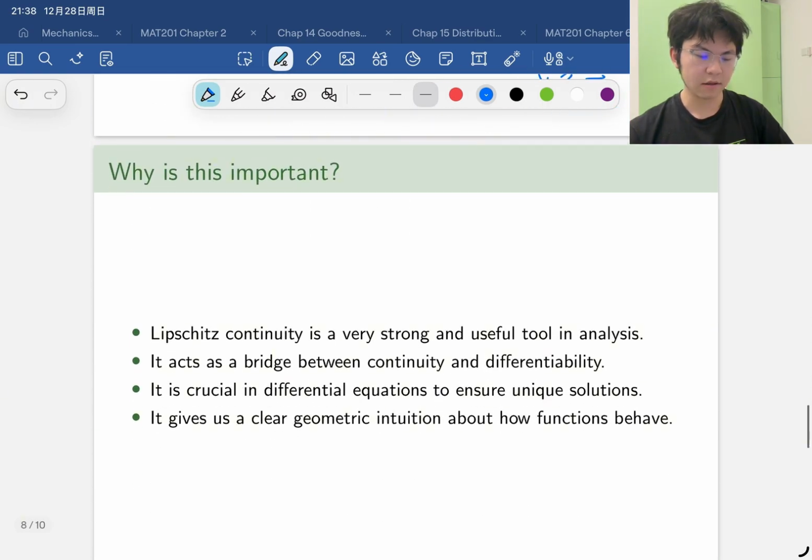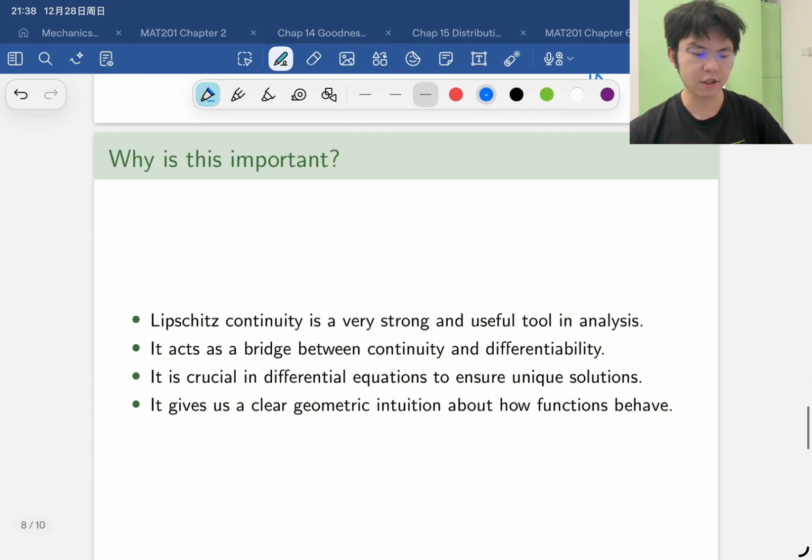Okay, that's all for today's share. Why is this important? To summarize, Lipschitz continuity is a strong form of continuity. It acts as a bridge between simple continuity and differentiability. By bounding the stretch or speed of a function, it ensures that solutions to problems, especially in differential equations, exist and are unique. It's a fundamental concept that gives us a clear geometric and analytic picture of well-behaved functions.